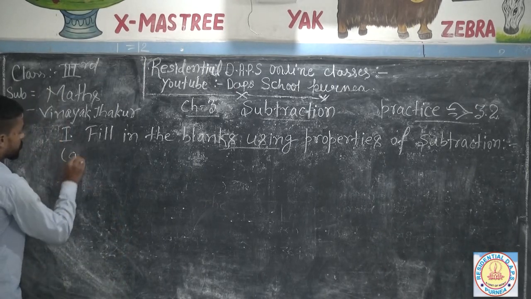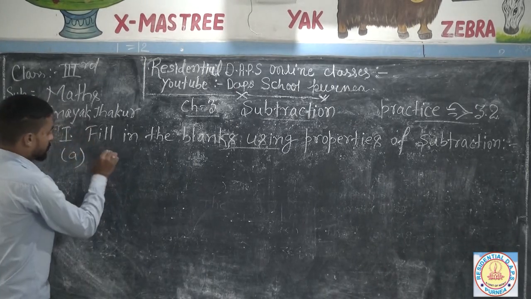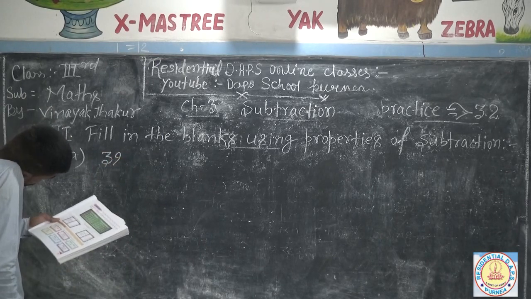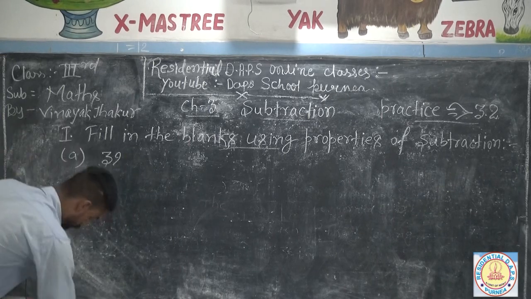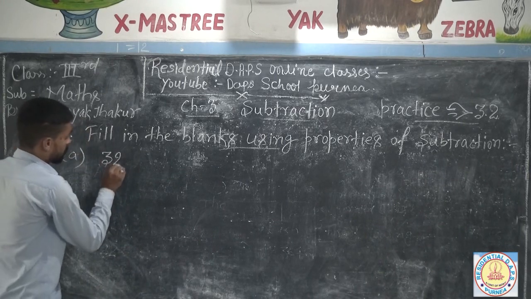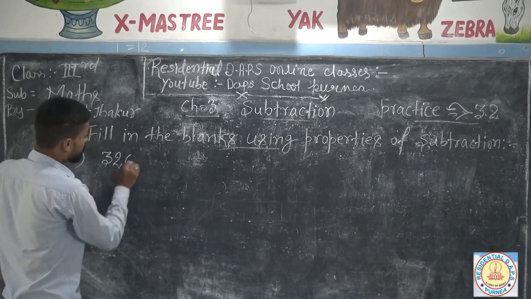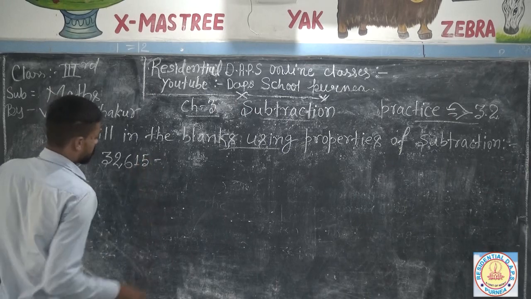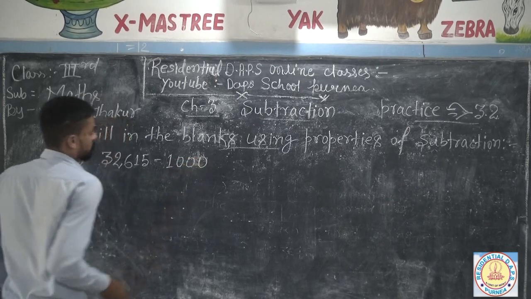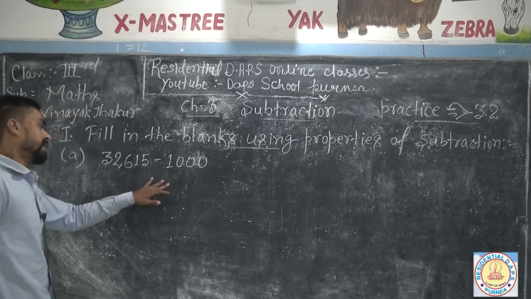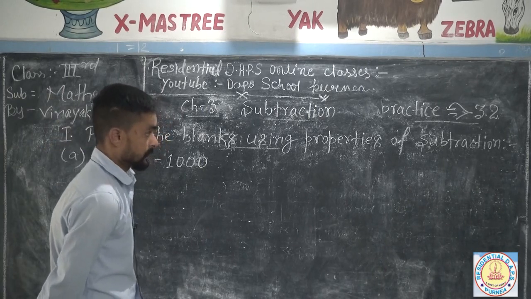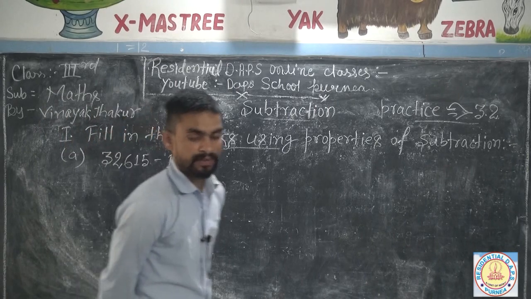So in your first question, I'm going to solve your first question. 32,615 minus 1,000. So you have to subtract 1,000 from 32,615, but using the properties of subtraction.